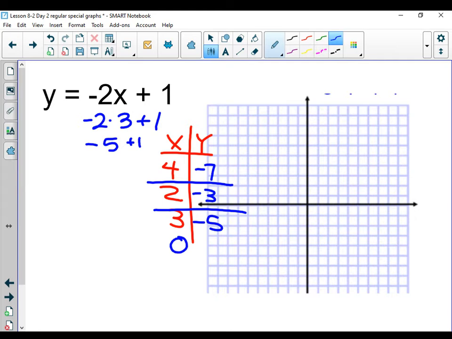Forward 4, down 7. Forward 2, down 3. Forward 3, down 5. Oh, I must have counted wrong. See how I know I must have counted wrong? Did they line up? Okay, so I better go back and count again. 4, 7. There we go.